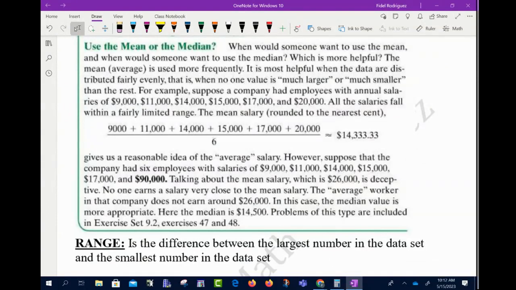What I want to mention is just kind of a little piece of information. You guys, when I taught in Austin, I grabbed this from one of the books that I taught out of there, and I just thought it was a good idea. I'm just going to walk you through this, but look what it says. When would someone want to use the mean, and when would someone use the median? Which is more helpful? It says the mean or the average.